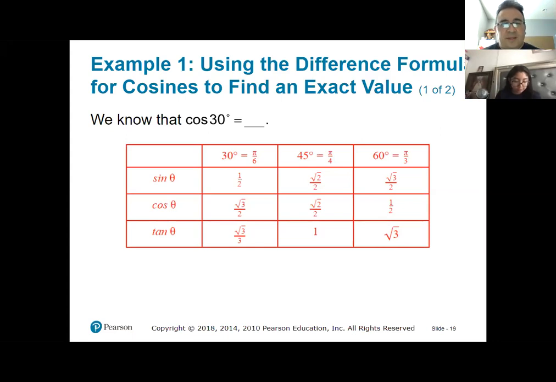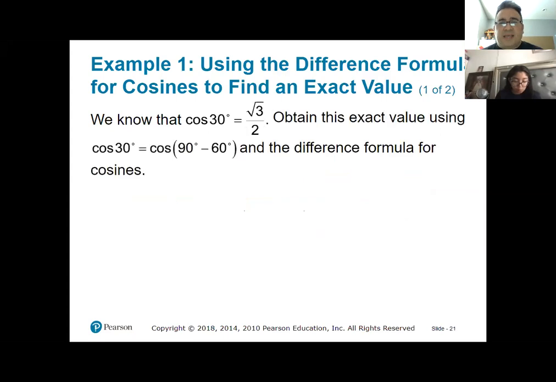All righty. So it's the square root of 3 over 2. So now they want us to obtain this exact value: cosine of 30 equals cosine of 90 minus 60, using the difference formula. So what they want us to do is apply this formula to get that value. So how would we do that?